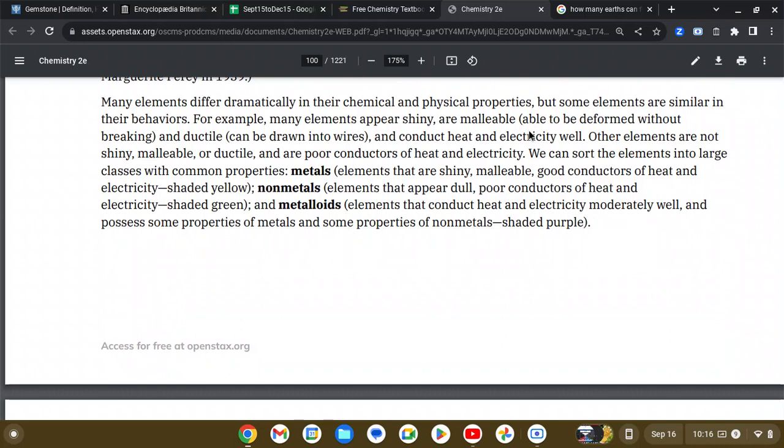Metals: elements that are shiny, malleable, and good conductors of heat and electricity, shaded yellow. Nonmetals: elements that appear dull and are poor conductors of heat and electricity, shaded green. And metalloids: elements that conduct heat and electricity moderately well and possess some properties of metals and some properties of nonmetals, shaded purple.